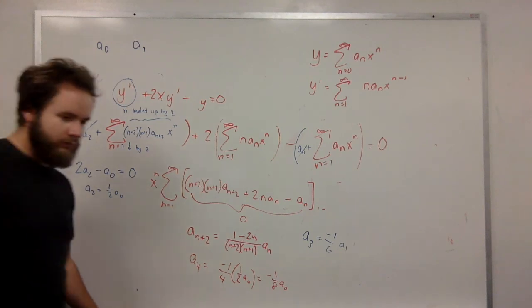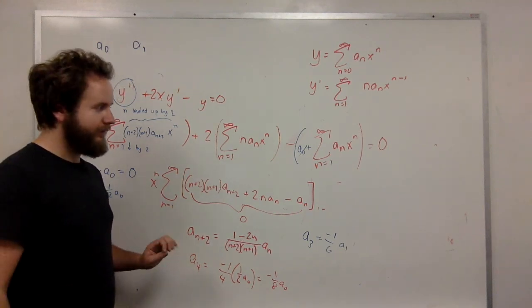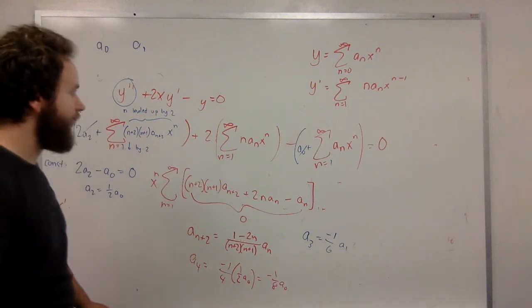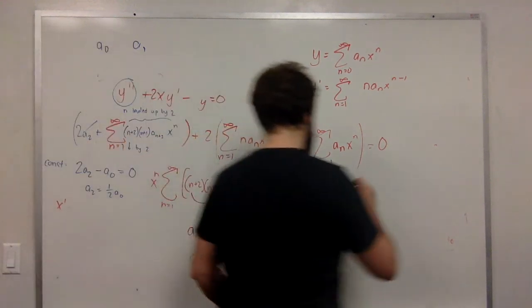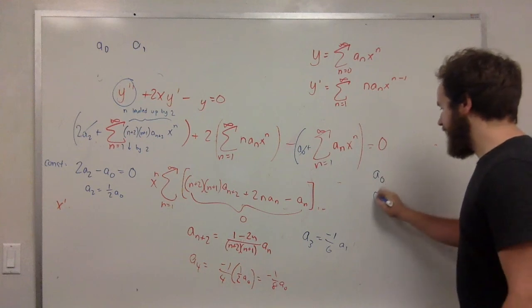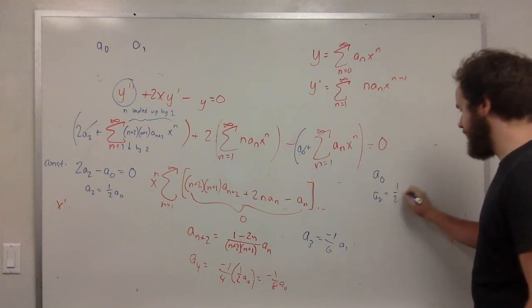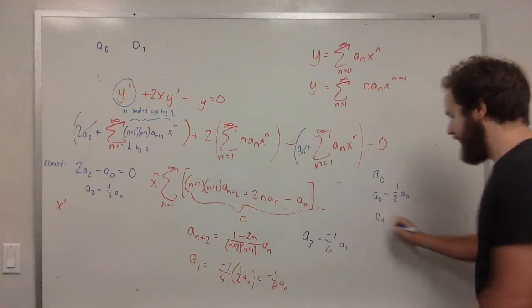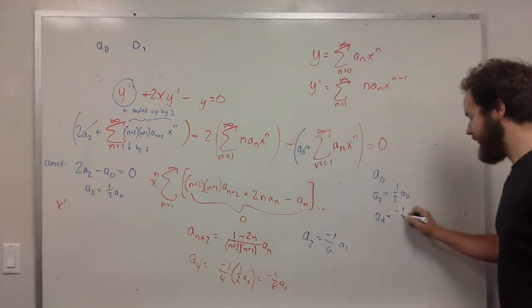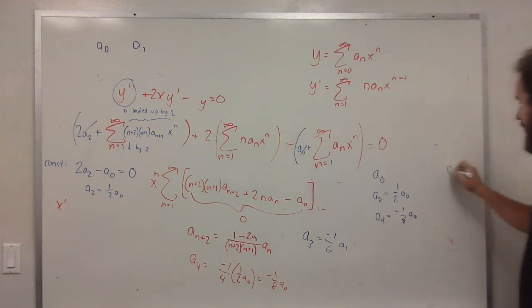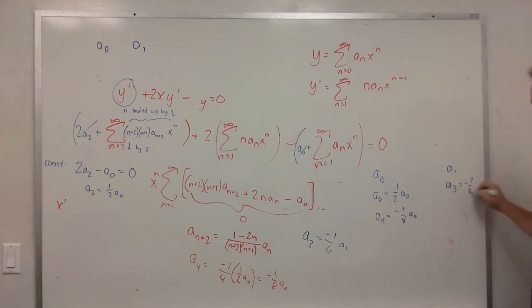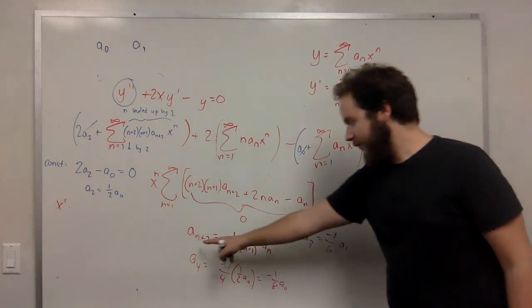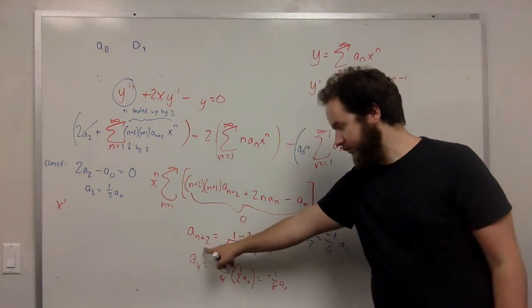Good. And by the way, let me finish this problem. Let's finish this. So I have a naught, and then I have that a2 is equal to 1/2 a naught, right? And I have that a4, what I find that to be, negative 1/8 a naught. Then I have a1, and he gives birth to a3, which is negative 1/6 a1. Let's find a5, just for good measure. a5 would be when I plug in 3 for n here, right?